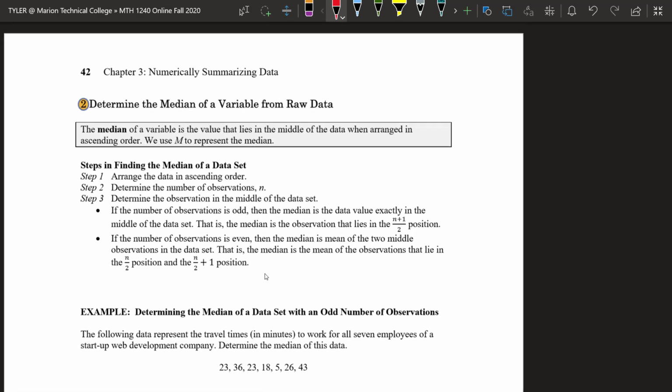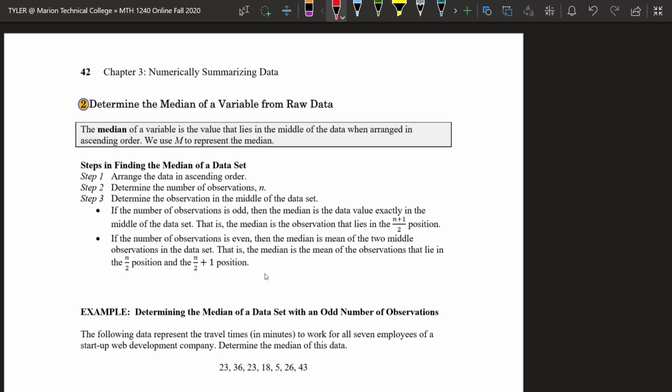All right, so I think that's enough for mean. So I want to go to the next learning objective, which is on median. So we want to be able to find the median. You can see the definition: the median of a variable is the value that lies in the middle of the data when arranged in ascending order. We use capital M to denote the median.